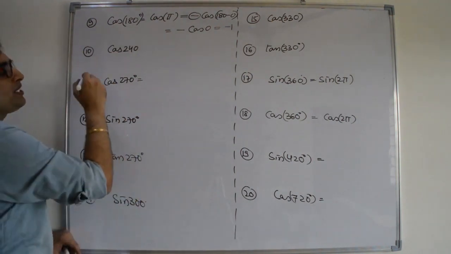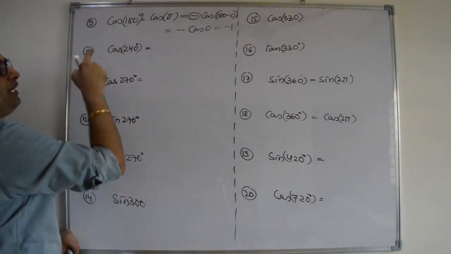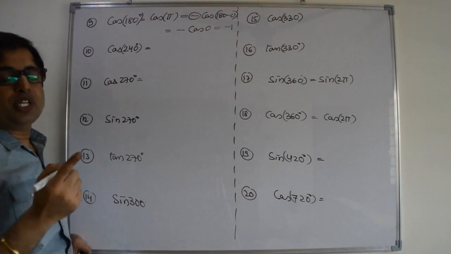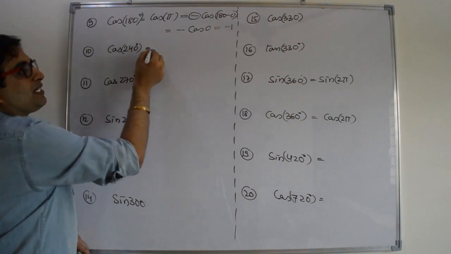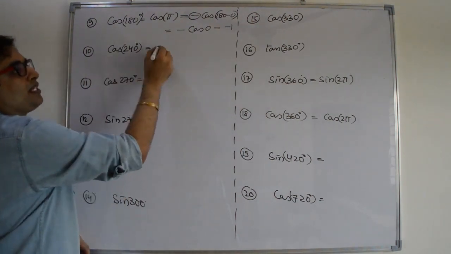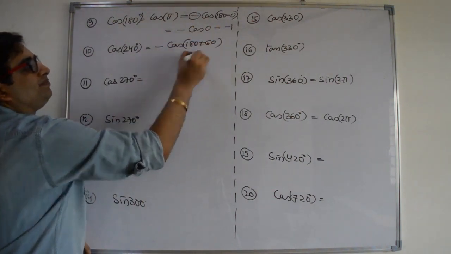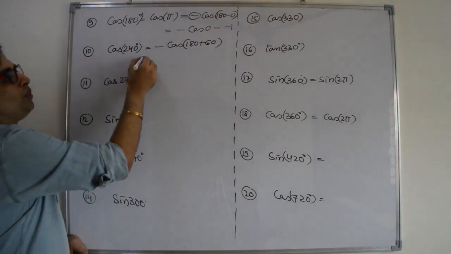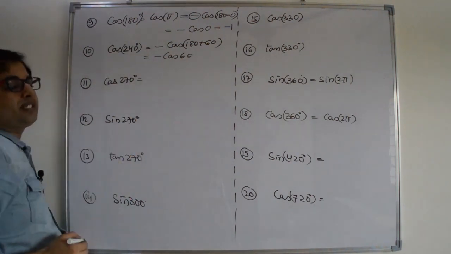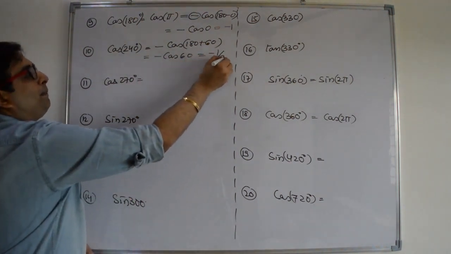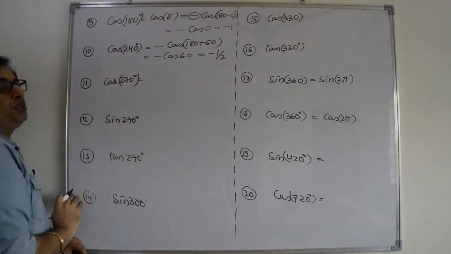Right? Next, cos 240 degree. Cos 240 degree is in the third quadrant, because it is between 180 and 270. So third quadrant, ASTC, tan positive, so cos is negative. So cos 180 plus 60 degree. Right? So it is 180, so cos will remain cos, minus cos 60, that is minus half. Got it?